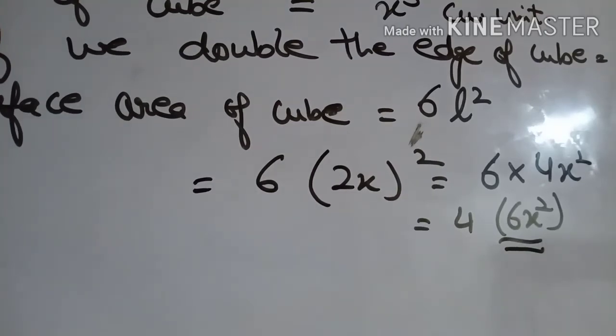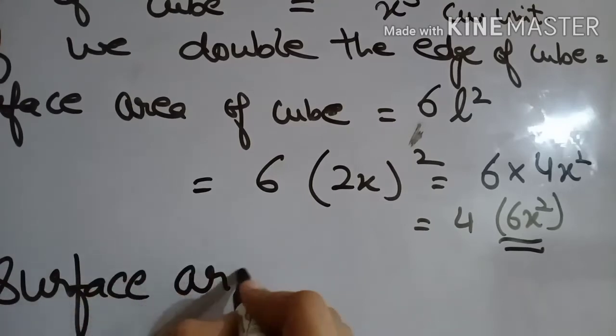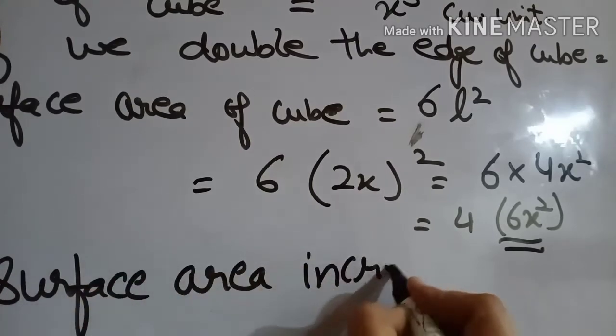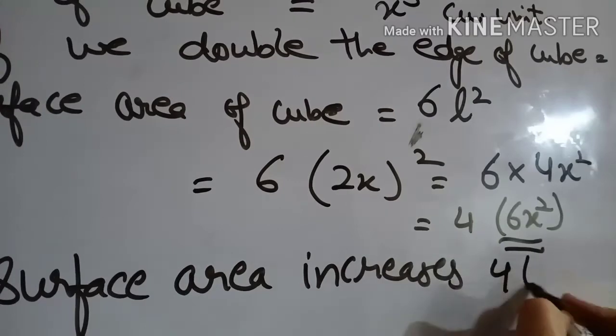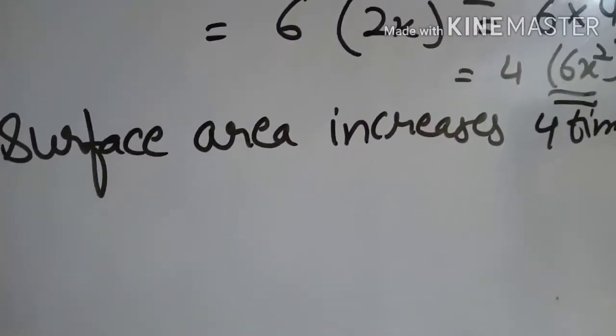Hence, what happened to the surface area? The surface area increases 4 times. How many times does it increase? 4 times. Now let us see what happened to the volume.